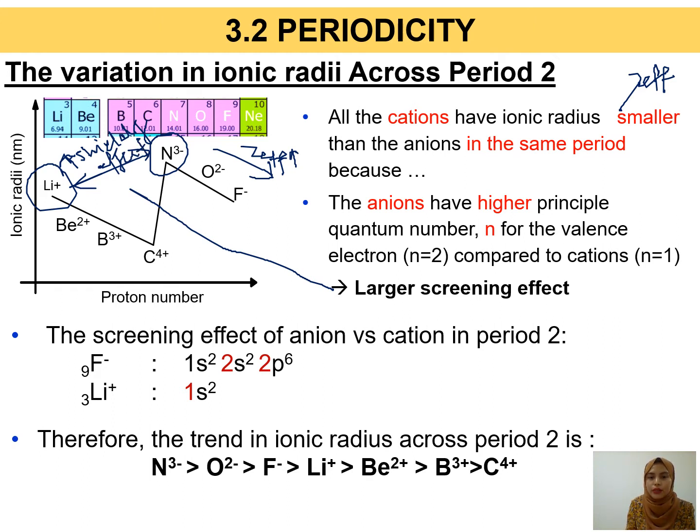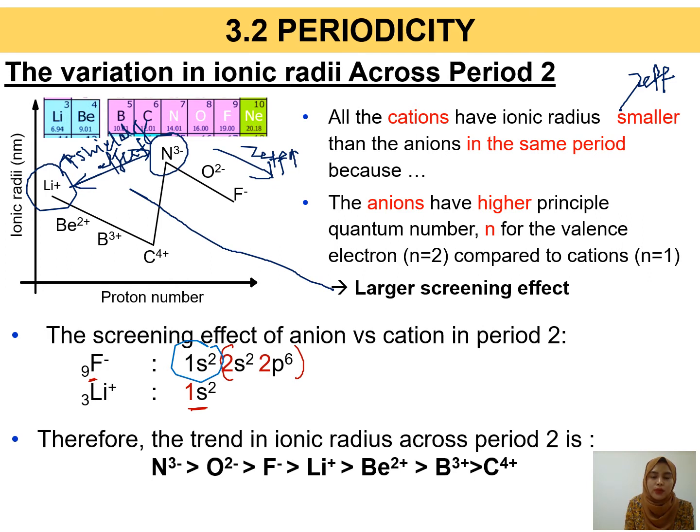So how do you say so? For example, let's compare F- with Li+. F-, because it accepts one electron, becomes 1s2 2s2 2p6. Li, because it removes one electron, becomes 1s2. If you look here, the number of valence shells for F is more compared to Li. F- has an inner shell, and when it has an inner shell, the shielding effect will increase.